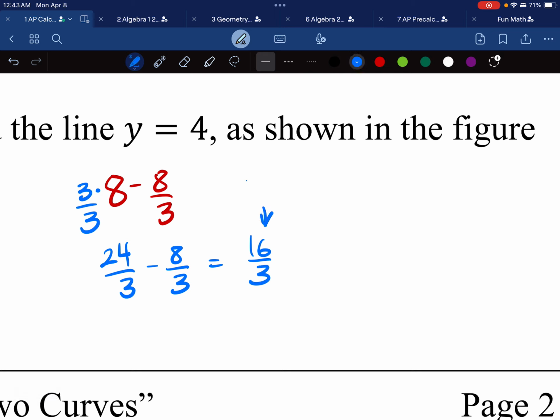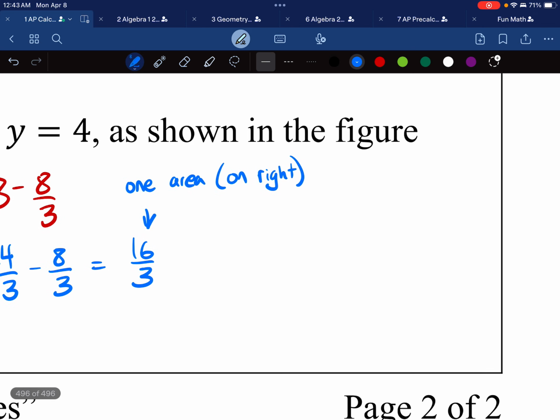That's just one area on the right. Therefore, to get both areas, we multiply it times 2, and we get 32 thirds for our final answer.